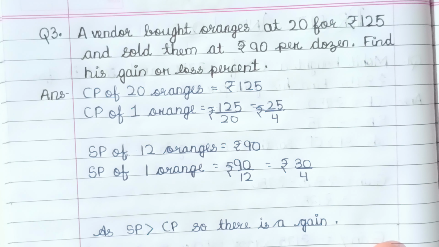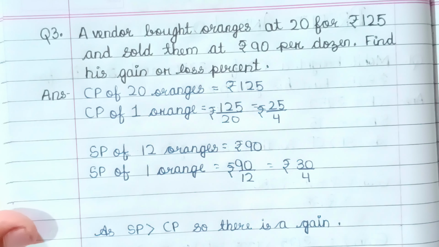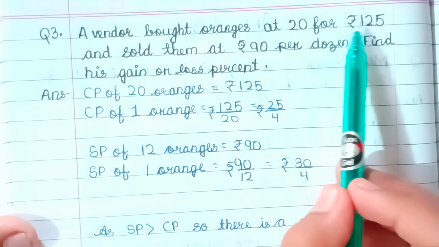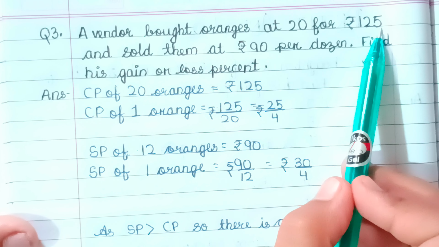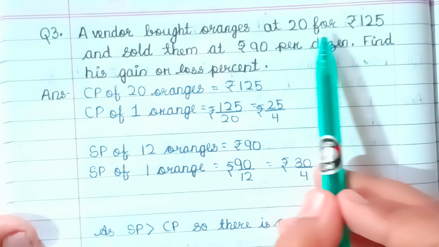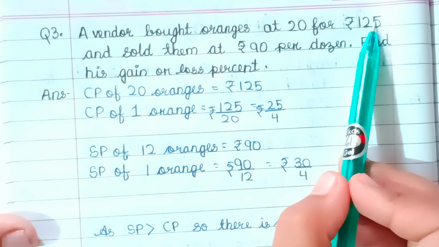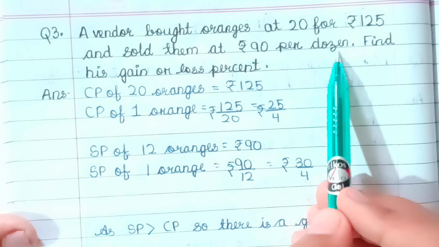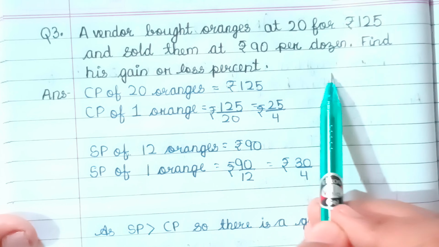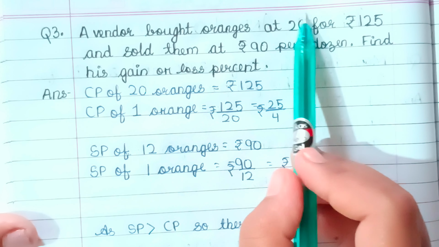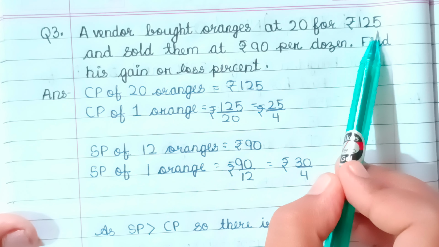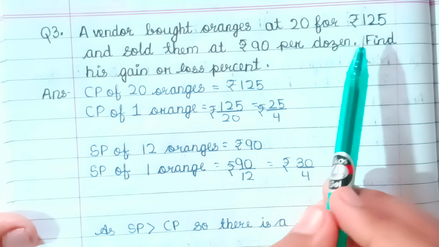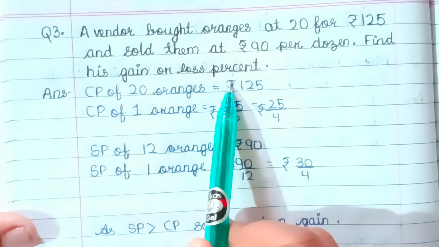Now let's move on to the third question. Question number 3 is, a vendor bought oranges at 20 for rupees 125. Means 20 oranges cost him rupees 125 and sold them at rupees 90 per dozen. A dozen means 12 oranges. So if he is buying 20 oranges for rupees 125 and selling 12 oranges for rupees 90, then we have to find the gain or loss percent.